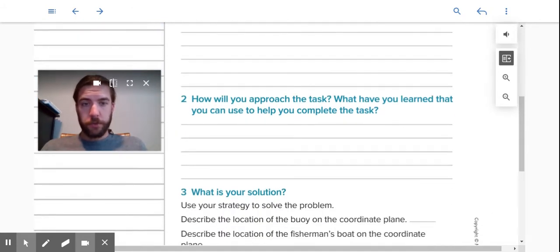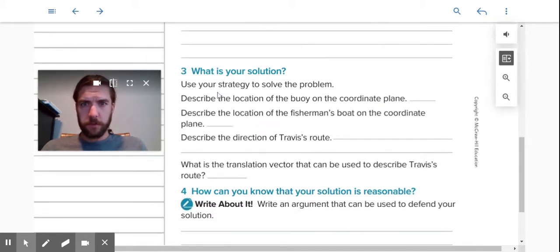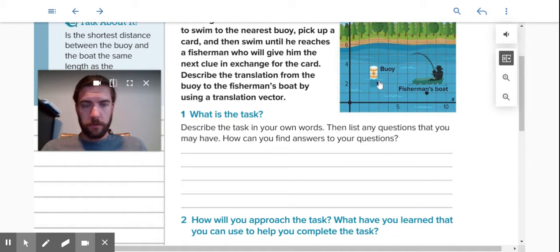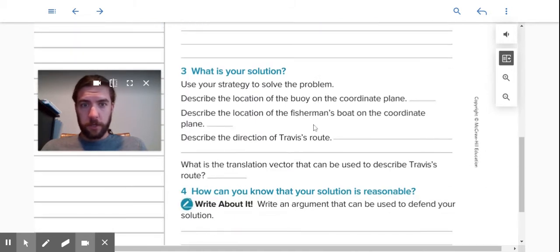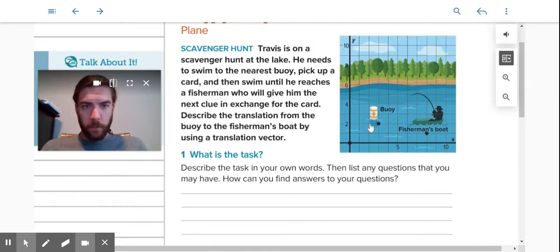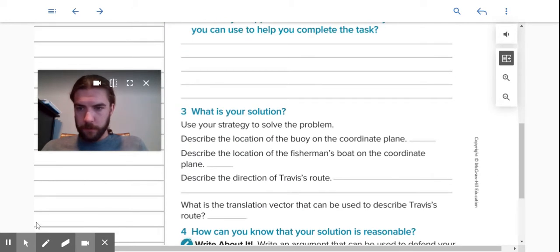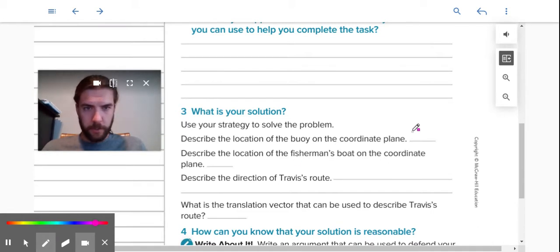Okay, so approaching the task, let's look at the questions. Describe the location of the buoy on the coordinate plane. So they want the description of where the buoy's at, the location of the fisherman's boat, the direction of Travis's route, and what is the translation vector. Okay, so we have a buoy that's at (3, 2) and a fisherman at (8, 1). So let's put those in, and with that information, we should be good.